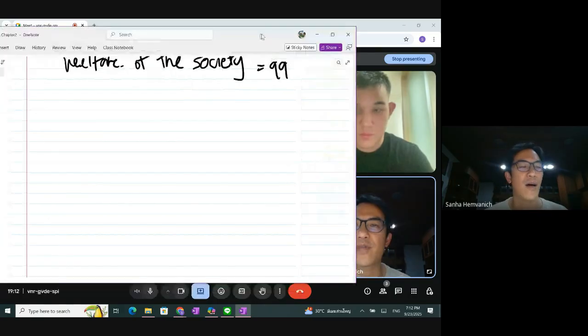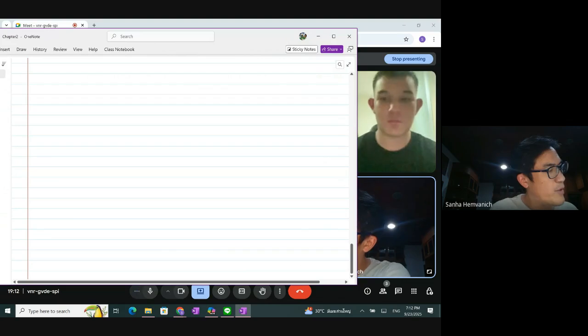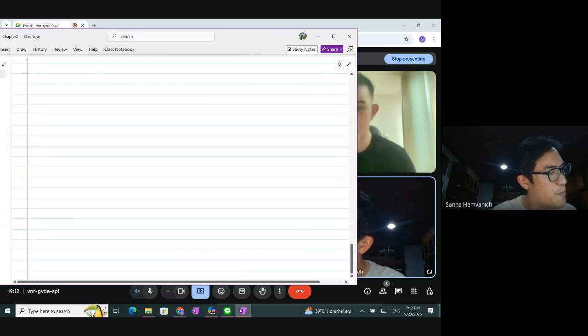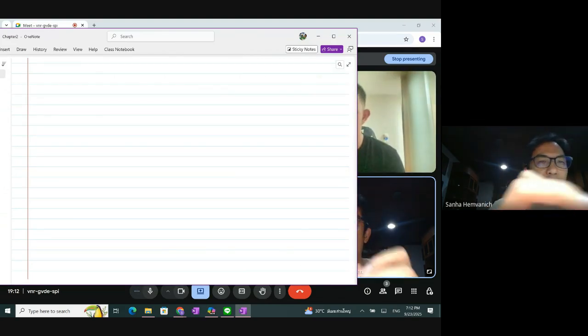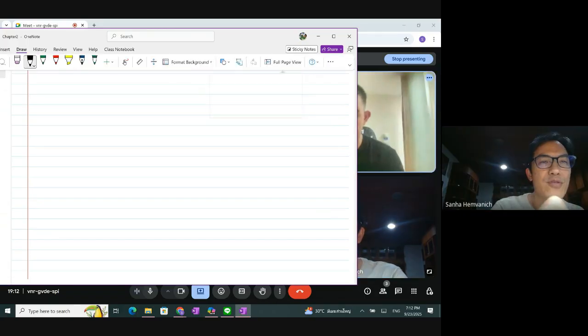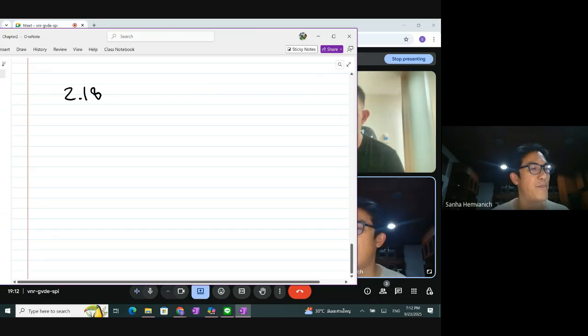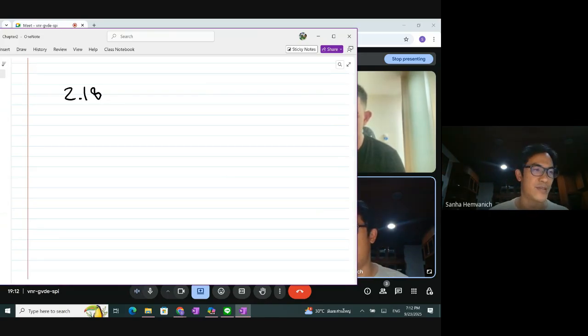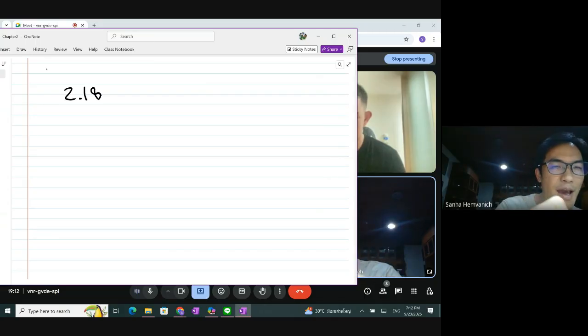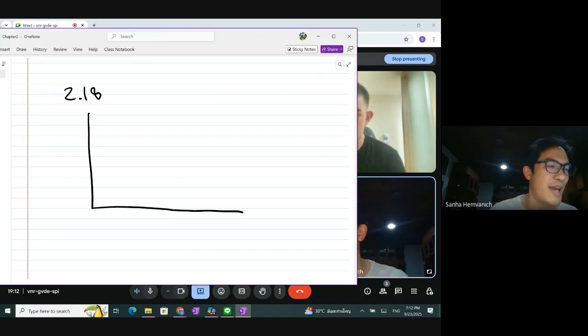Okay, so let's look at this. We talk about figure 2.18 in the book. We have two figures, A and B. So let's look at A first. In A you have a very nice triangle. I'll start with A and then I'll go to B.